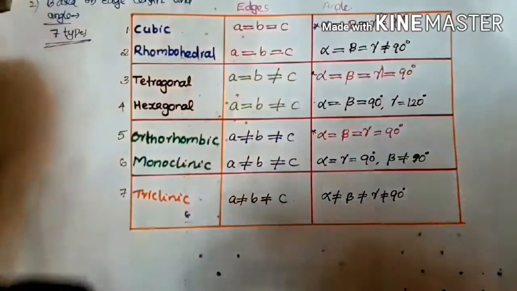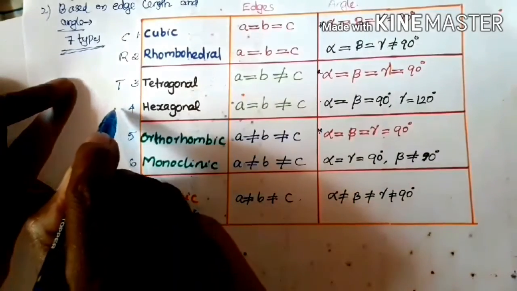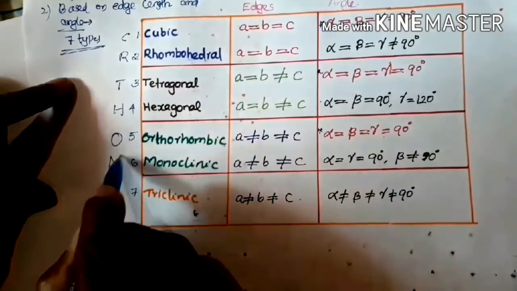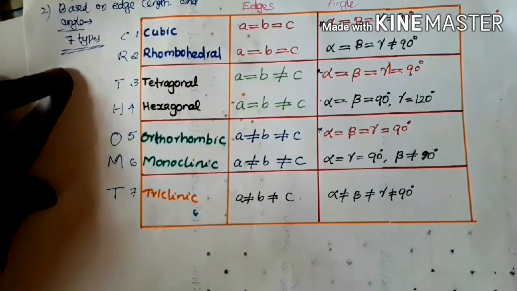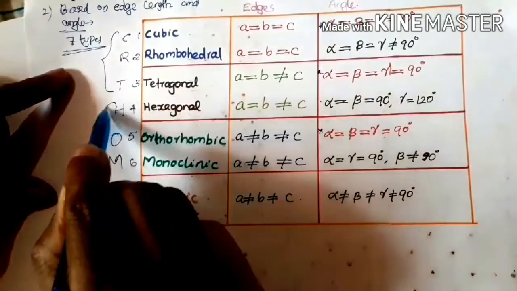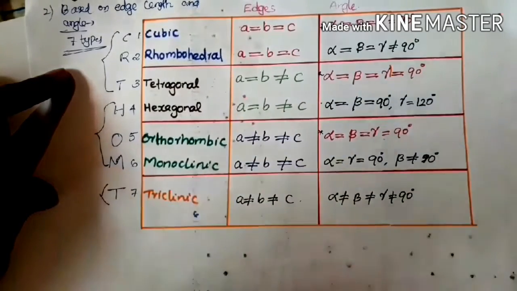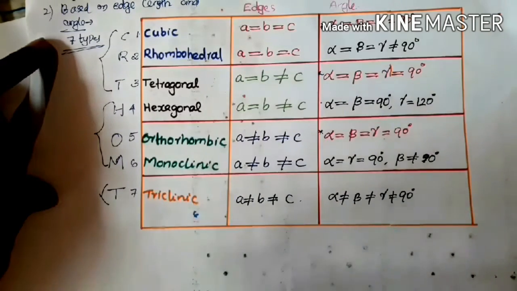First you see cube, and for this cube we can write C, rhombohedral R, tetragonal T, hexagonal H, orthorhombic O, monoclinic M, and triclinic T. Just see, we get CRT HOMT, that is CRT home T. You can remember this like some TV advertisement, CRT home T. When you write this in the same order, it is very easy to understand and remember the edge length and angle.